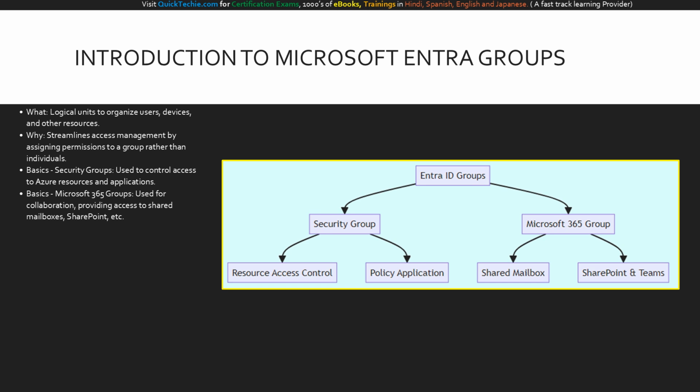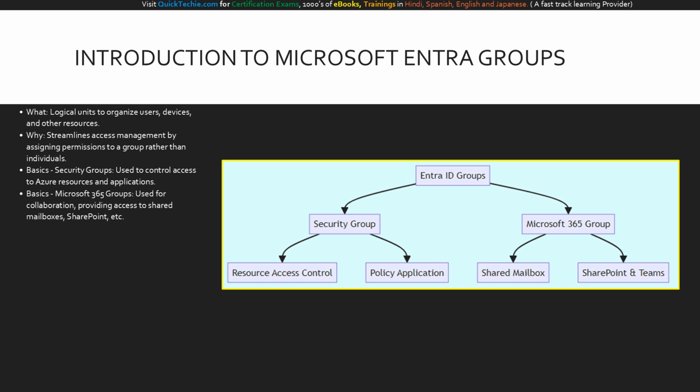Security groups are specifically designed to control access to your IT resources and applications. Microsoft 365 groups, on the other hand, are heavily geared toward user collaboration, granting members access to shared calendars and SharePoint sites. This diagram illustrates the fork in the road when creating a group. From the main Entra ID group object, you must choose Security or Microsoft 365.